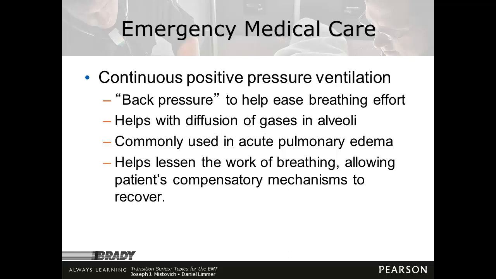It can also be used to treat other forms of respiratory distress. Keeping the small airways open via this pneumatic splint tends to increase oxygenation and decrease the sensation of difficulty breathing. Keeping the alveoli from collapsing also leads to increased surface area for gas exchange. Importantly, it helps lessen the work of breathing, allowing the patient's compensatory mechanisms to recover. These effects can help a variety of respiratory disorders, including bronchospasm and pneumonia. Indications for CPAP vary from system to system and will be described in the local protocol.